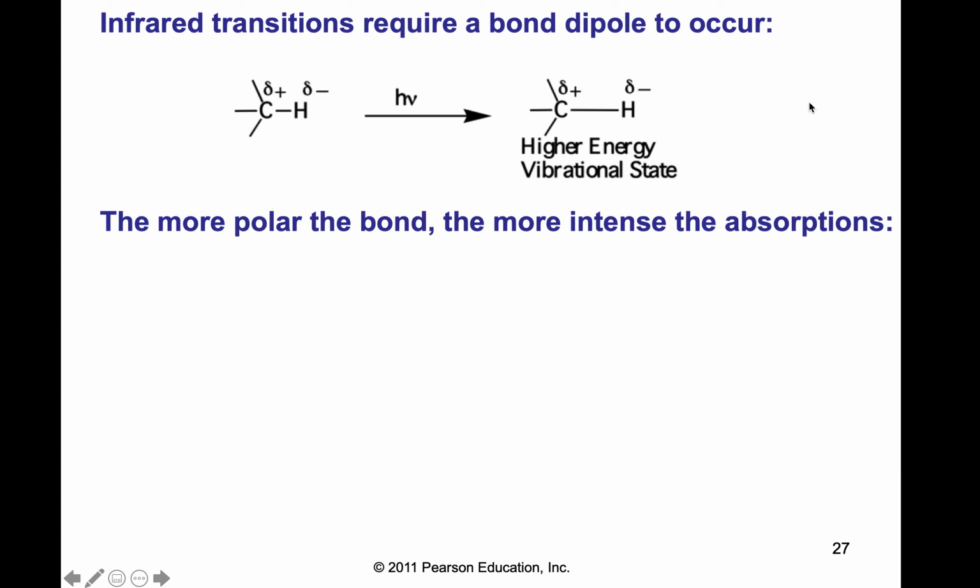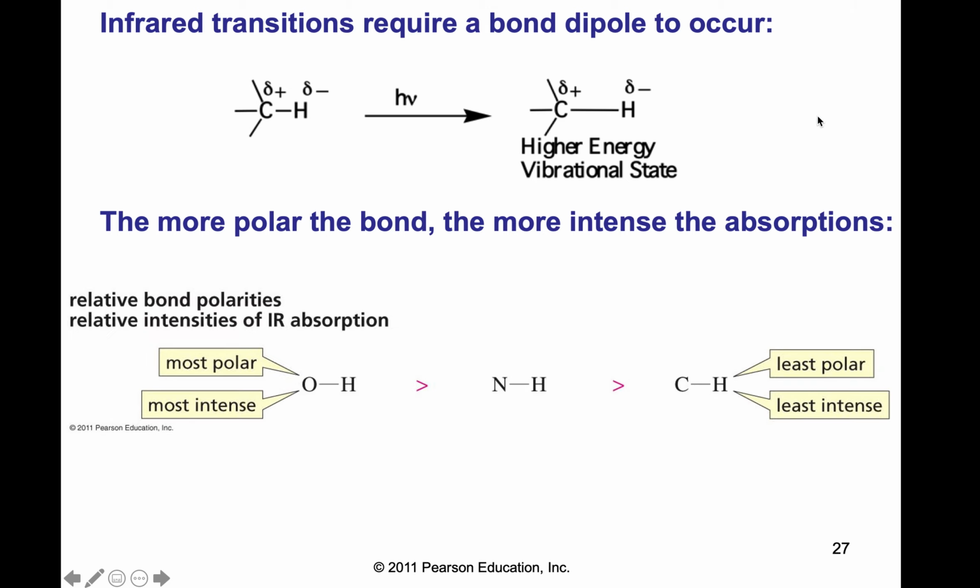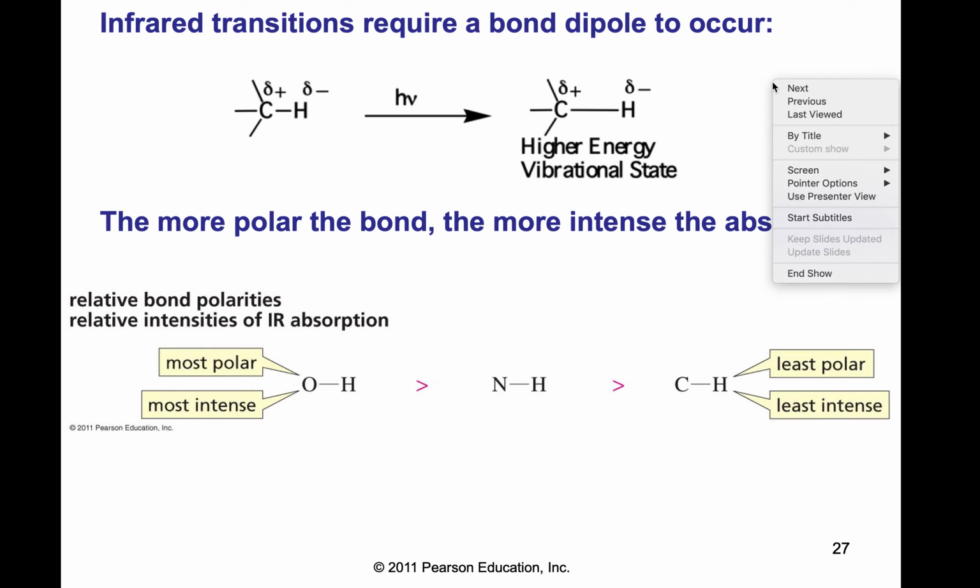The more polar the bond, the more intense the absorptions. So if you consider an OH versus an NH versus a CH, the CH is the least polar sigma bond. It's the least intense. Oxygen is more electronegative than nitrogen. So compounds containing an OH, carbon compounds with an OH, an alcohol functional group, are the most polar and will be, of the three, the most intense.